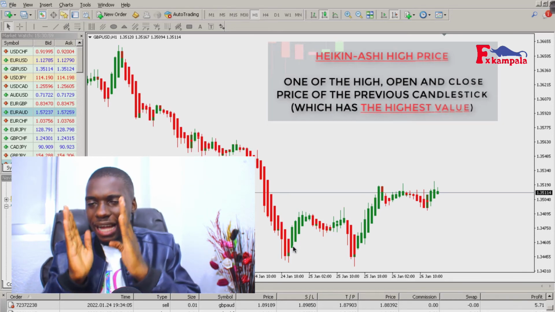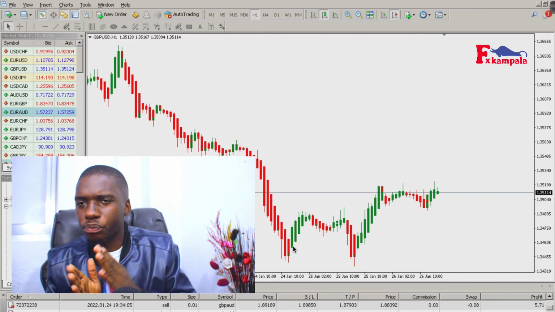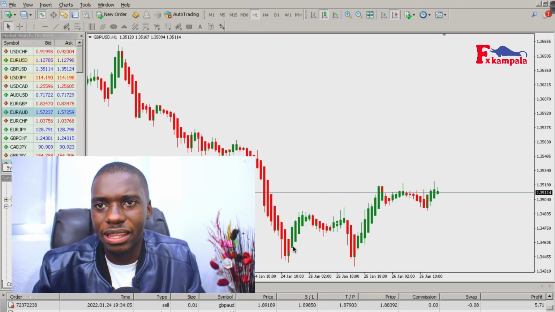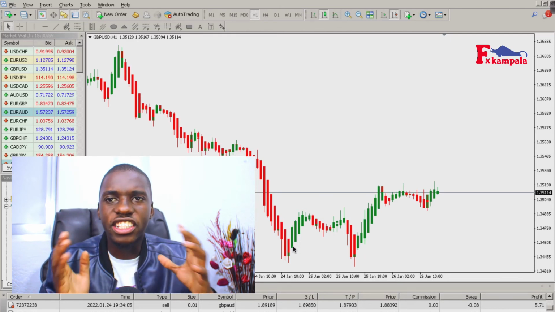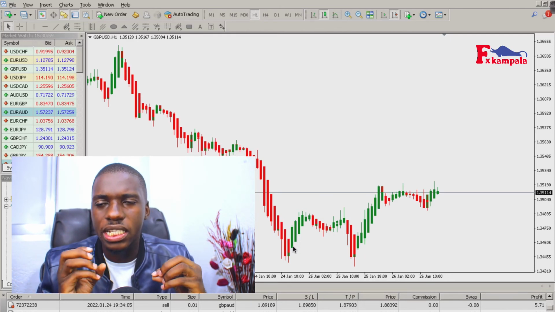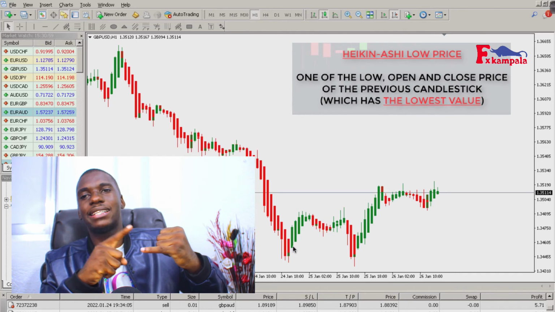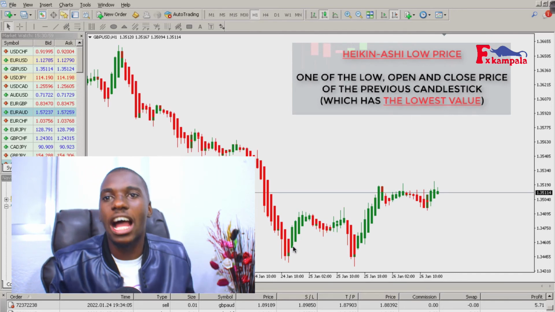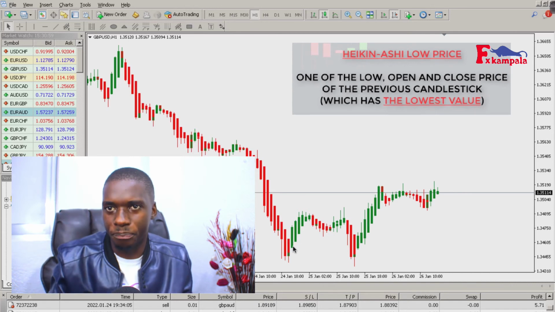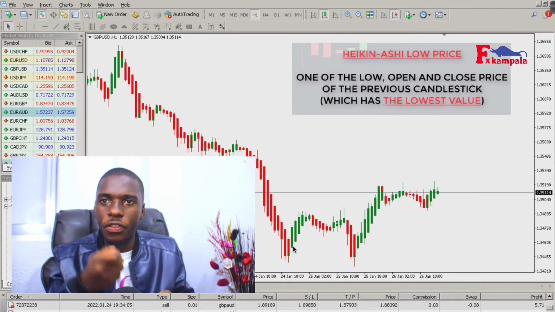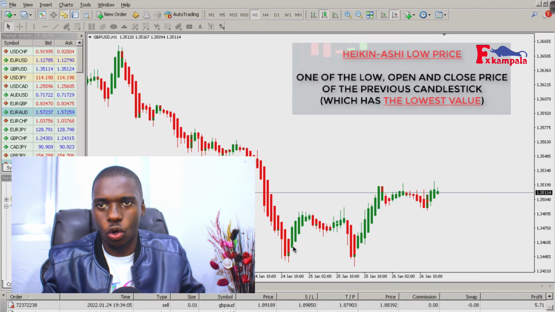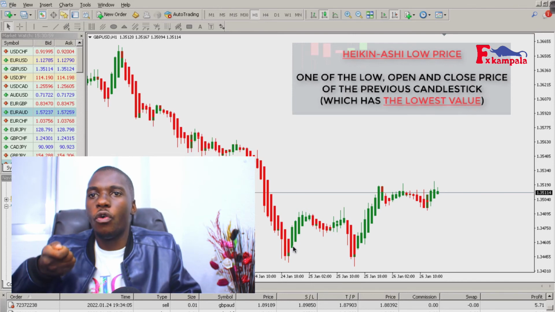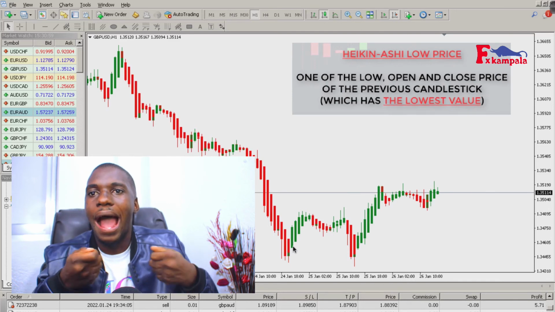Then for this candle that we're formulating, someone would ask me, how about its low? Its low again is generated after us looking at the low, the open, and the close of the previous candle. So we determine the minimum value of all these, and then we conclude by taking the one with the lowest or minimum value as our low.